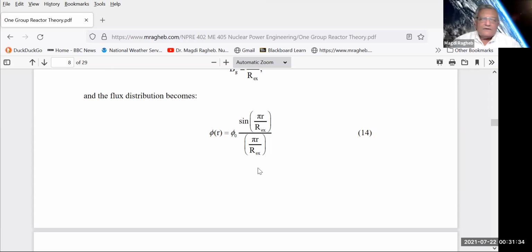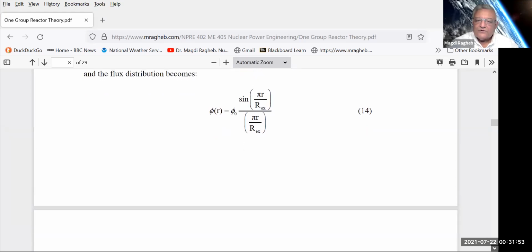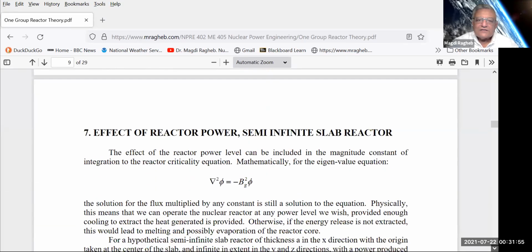For instance, a pressurized water reactor would be 200 centimeters in radius. The extrapolated length would be 2 centimeters. So we can substitute for that R extrapolated as 200 and ignore the extrapolation length. For small reactors, you have to take that into account in general.